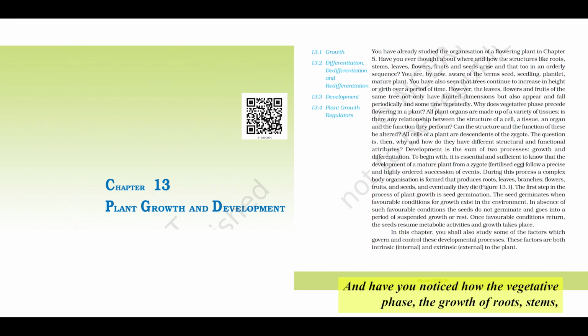And have you noticed how the vegetative phase, the growth of roots, stems, leaves, almost always comes before flowering? Yes, that seems consistent. And every plant organ is made up of all sorts of specialized tissues. So is there a connection between the structure of a cell or a tissue or an organ and the specific function it performs? There must be, right? Structure fits function. Absolutely. And can these structures and functions actually be altered by the plant itself?